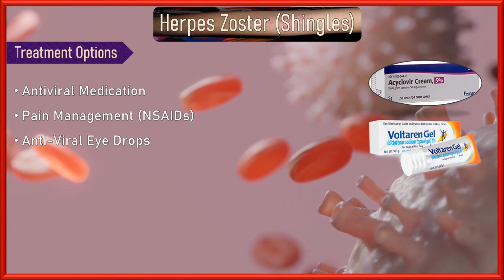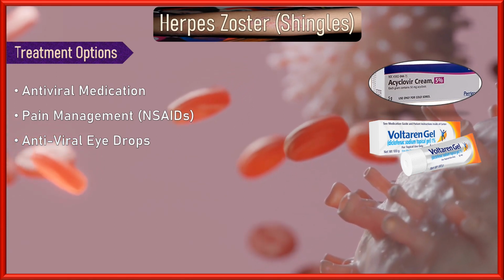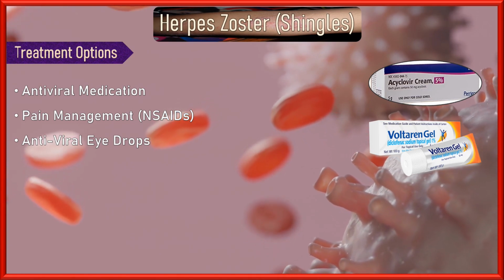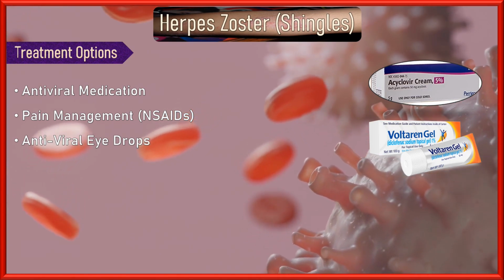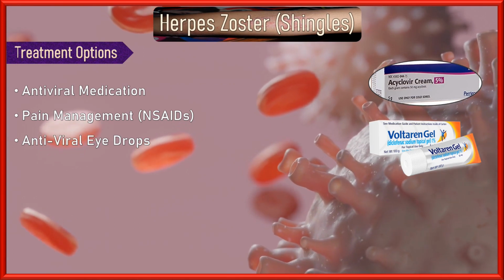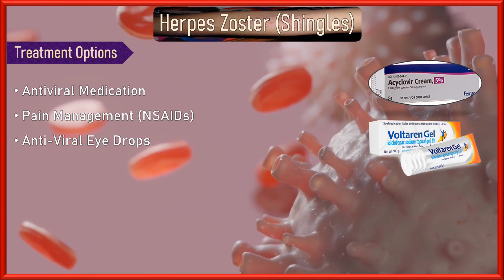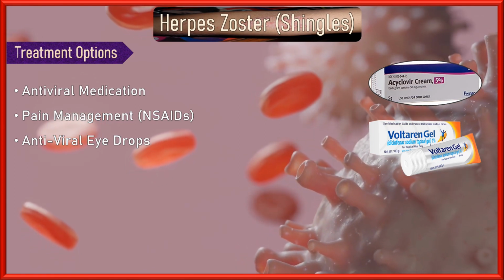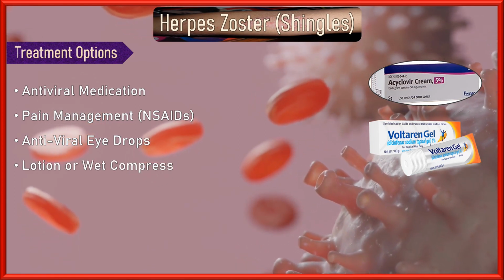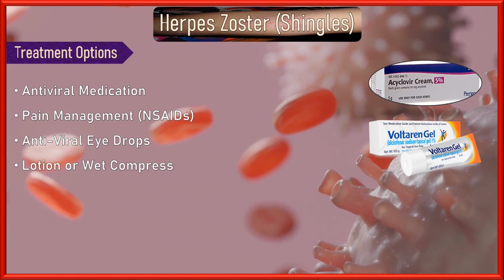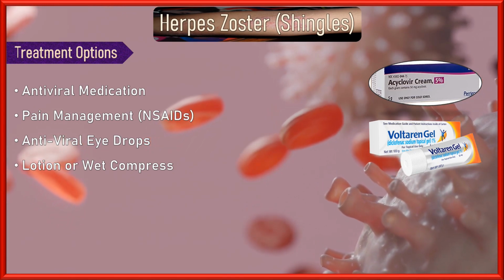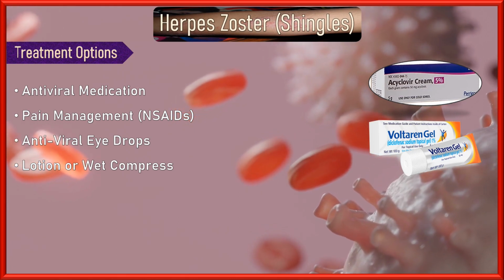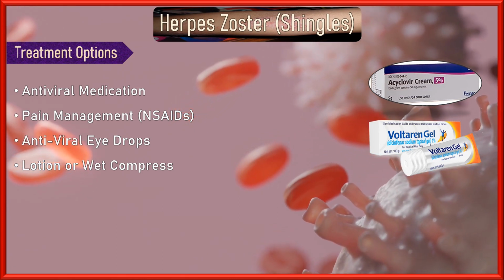If the herpes zoster rash affects the eye area, it is important to seek immediate medical attention. Antiviral eye drops or ointments may be prescribed to prevent complications and protect the eyes from potential damage. Number 4. Calamine lotion or wet compress. Applying calamine lotion or cool, wet compresses to the rash can help soothe itching and provide temporary relief.